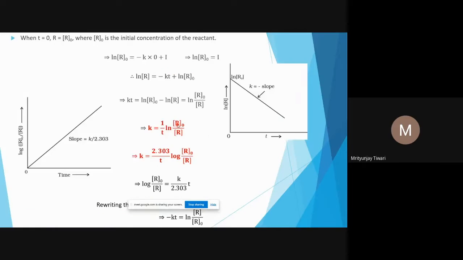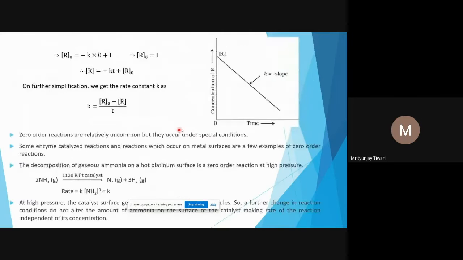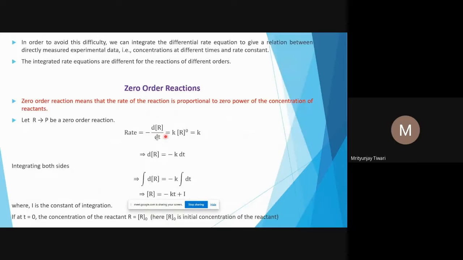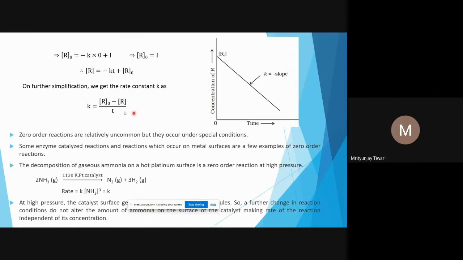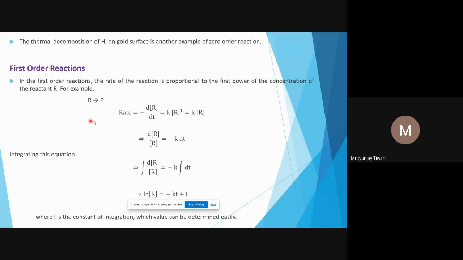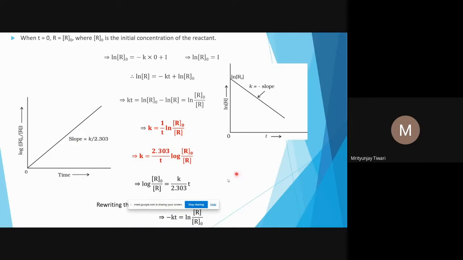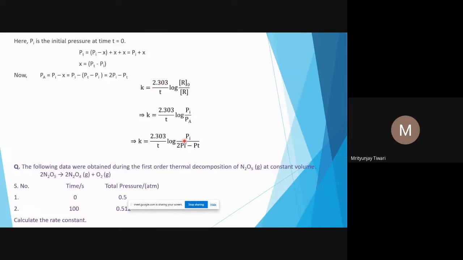For example, this is for the zeroth order reaction. This is the differential rate law, and once you integrate it, you get the integrated rate equation. So the final equation we get is: concentration of R is equal to minus Kt plus R naught, and then we can draw this kind of plot. We have seen the similar thing for the first order reaction, and later on we saw certain graphs and some numerical problems as well.